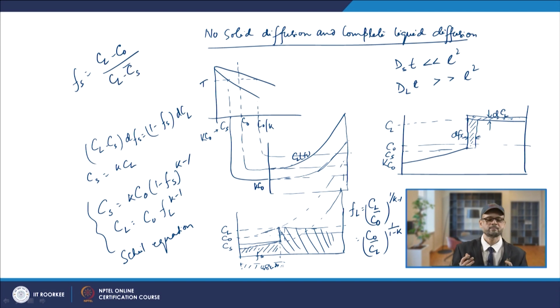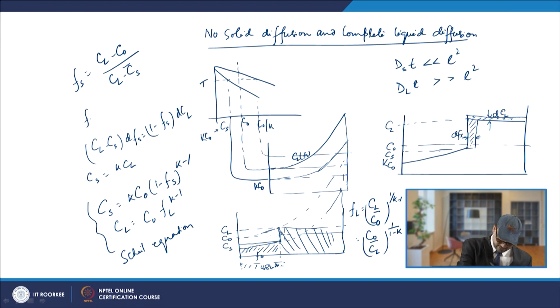So that is known as the average composition of the solid, that is Cs. From here you get many equations, but this basically gives you the concept for the case where there is no solid diffusion in the solid, and you have complete liquid diffusion, and we can have expressions for FL also.